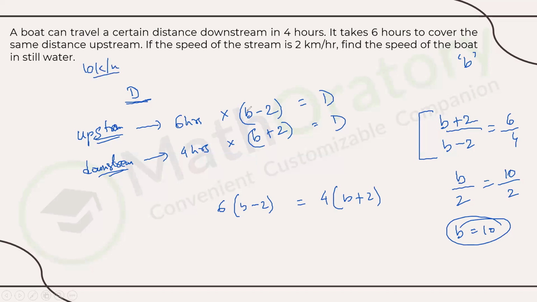Or as I said, if you have done it in the basic manner, that is also fine, no issues there. So just solve this equation, you get 2b is equal to 20, 4 into 2 and 6 into 2 added. So b is equal to 10, same answer.